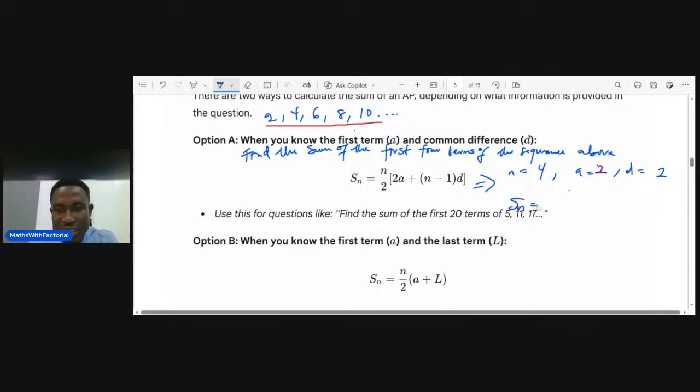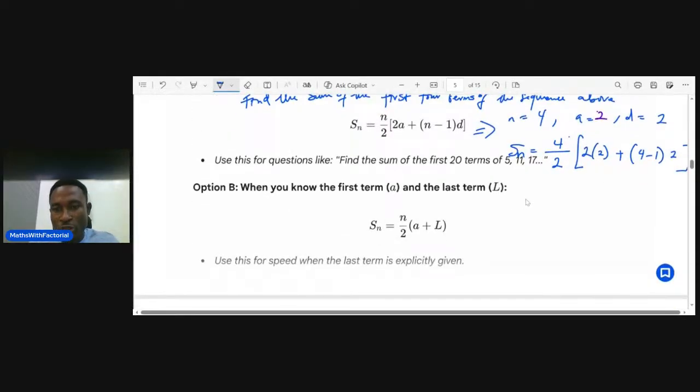So using this formula, let's substitute our values into it. Sn equals, what is our n? 4 over 2, open brackets, 2 times a, right? 2 times 2 plus, what is our n? Don't forget again, n is 4, minus 1, close brackets, what's our d, which is the common difference? 2. All right. So let's solve this. So it gives us what?